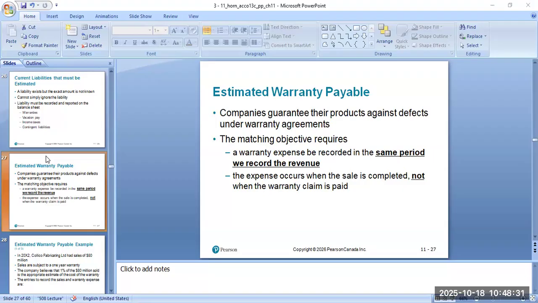So how can I record something which I know I have to record, but I don't know how much it's going to be? Well, simply what we have to do is estimate the warranty. Do our best estimation to come up with the amount which we can record as the warranty expense and show it as a warranty liability, because technically we owe the client within the 2 years warranty.